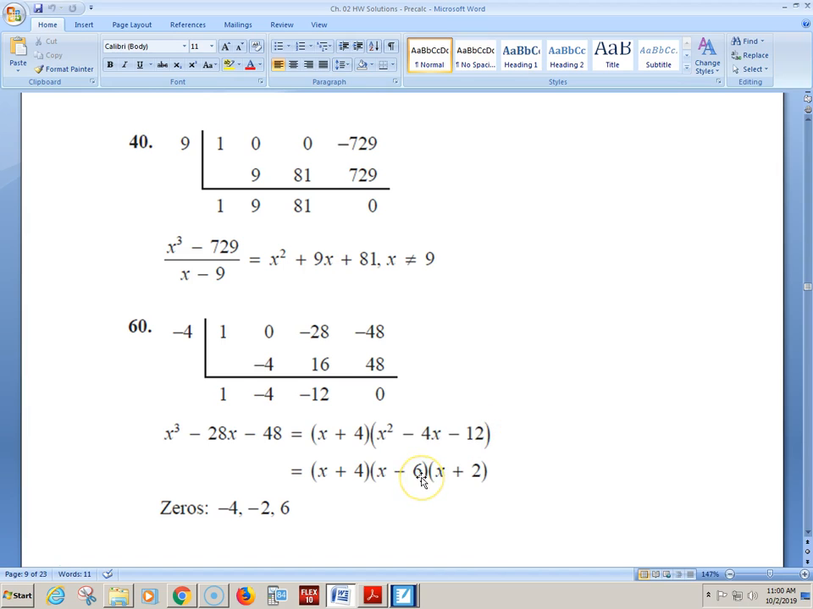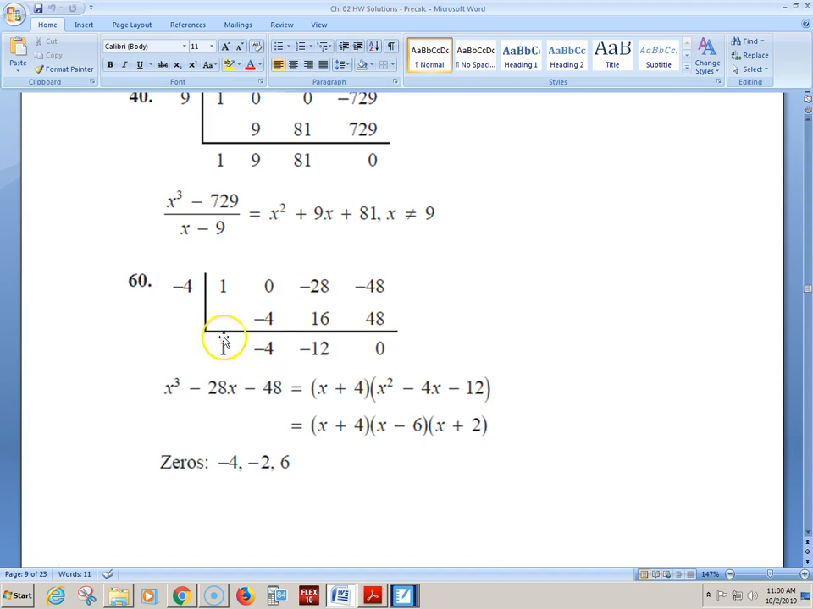And then number 60 goes in evenly, and so they went ahead and said, hey, I divided by x plus 4, and that's why x plus 4 is a part of this factoring at the bottom. So they divided by -4, aka x plus 4. What's left, and then they factored that to finish it off.